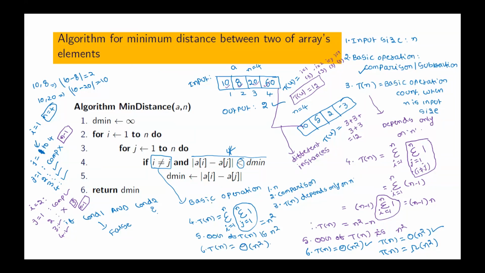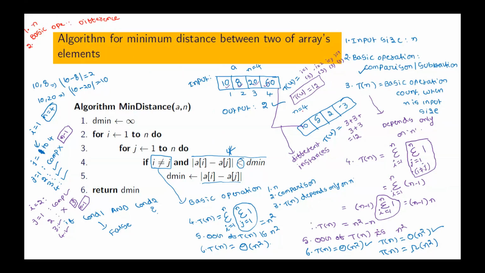Now, instead of this, if we consider this operation, whether you call it an assignment operation or a difference operation, that is the subtraction operation, let us consider that as the basic operation. So our basic operation is the difference operation. In that case, what is the input size here also? The number of elements given to us, the number of elements in the array.